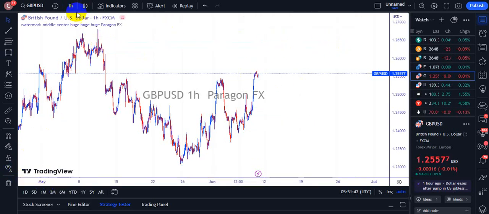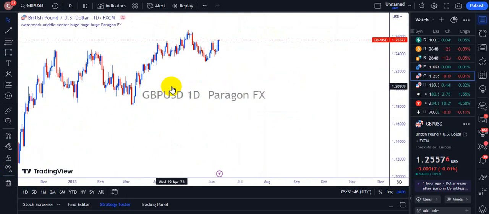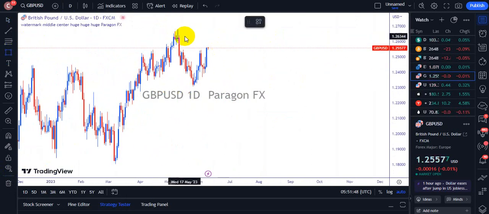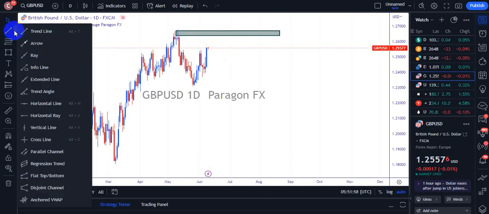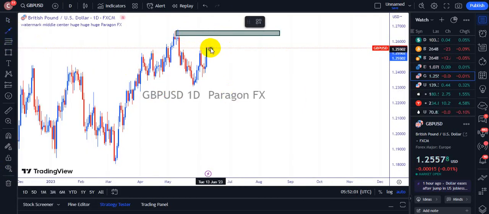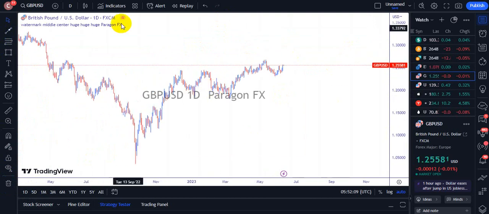As I come to the D1 time frame, this supply. Market definitely touched this supply zone. This supply area. Then after rejections we can take sell. This is a GBP USD.